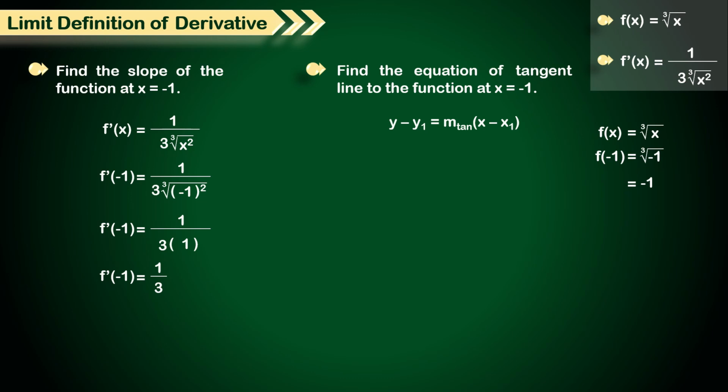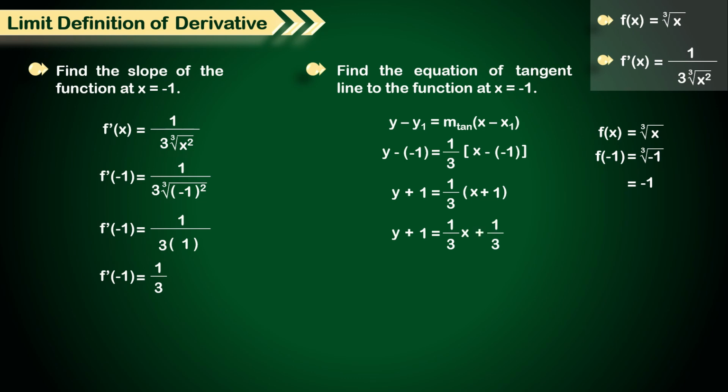Substitute all known in the point-slope form. Y minus the y coordinate, which is negative 1, is equal to the slope, which is 1/3, multiplied to x minus the x coordinate, which is negative 1. Simplify, we have y plus 1 equal to 1/3 multiplied to x plus 1. Distribute 1/3 to each term of x plus 1. And y plus 1 is equal to 1/3 x plus 1/3.